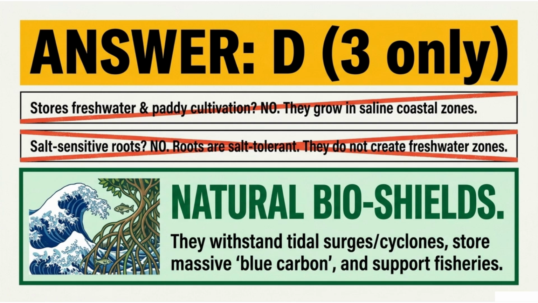Mangroves withstand tidal surges and cyclones, acting as natural bioshields for coastal communities. They also support livelihoods through fisheries, timber, and non-timber forest products. Beyond that, mangroves store blue carbon at rates far higher than terrestrial forests, making them vital for climate mitigation.